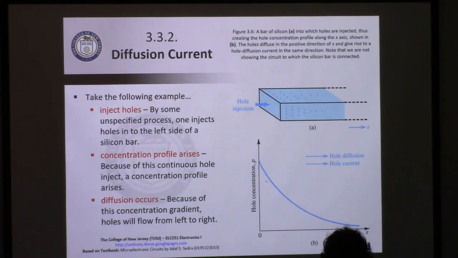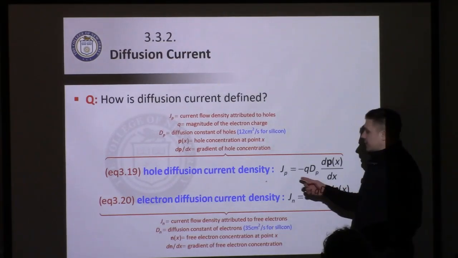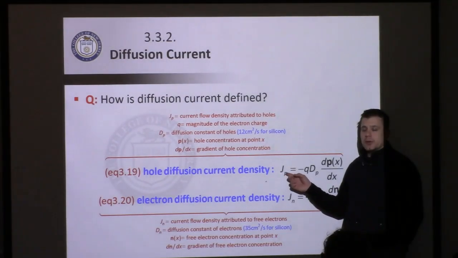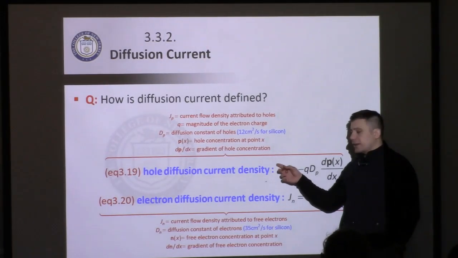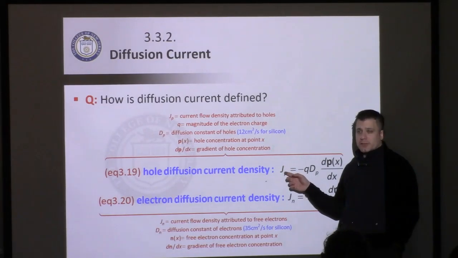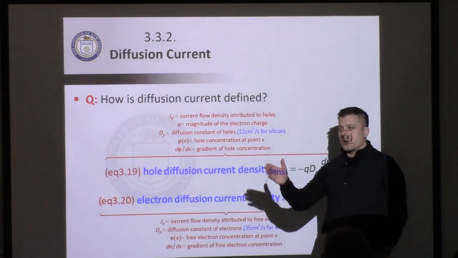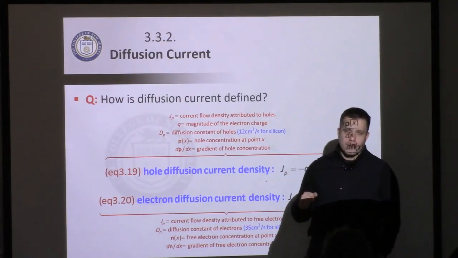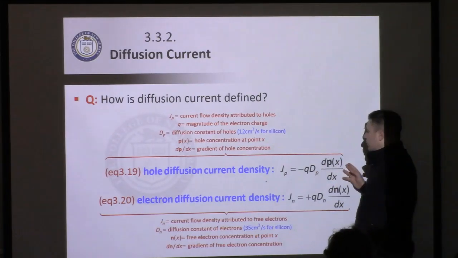Okay, now how do we define this mathematically? Again, we're going to talk about diffusion current density as opposed to current. And so in order to get the actual current, you would need to multiply by the cross-sectional area, but that works always. Current density is equal to current divided by cross-sectional area.